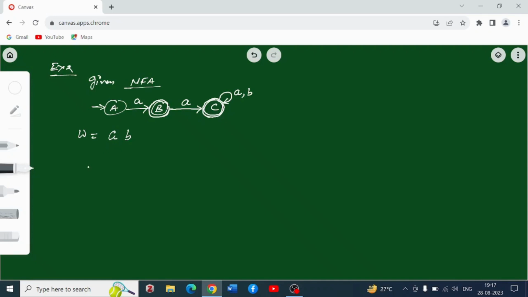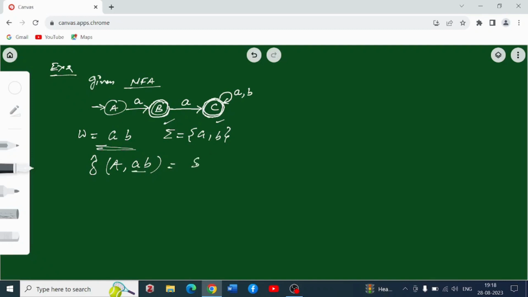Here in this NFA, the initial state is A and the final states are B and C. So B is the final state and C also is a final state. The input symbols given here are a, b. So in order to process this input string AB, we have to use the extended transition function. Here the initial state is A and the input string is AB.